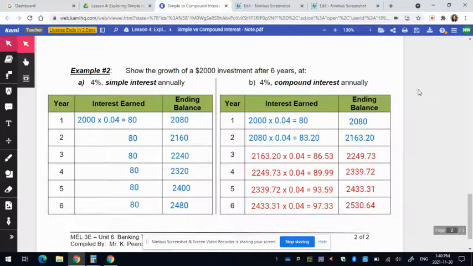Okay, so if you've done all the calculations, you're able to check your answers there. And you can see at the end of the 5 years with the compound interest, in our table on the right, that we would have $2,530.64. So we can see that it's definitely higher than had we done the simple interest route.